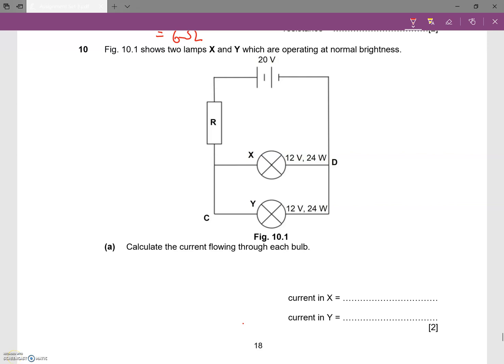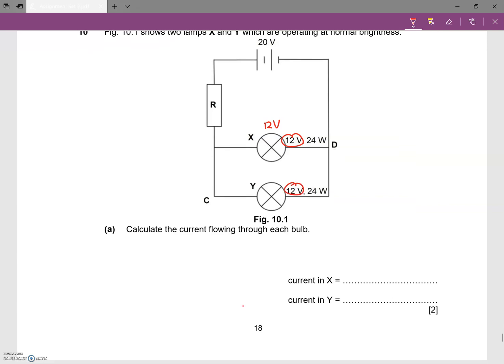Okay, now let's go on to question 10. Figure 10.1 shows two lamps X and Y operating at normal brightness. So if they're operating at normal brightness, that means that most probably they will be operating at 12 volts. Otherwise they're not operating at normal brightness. They ask you to calculate the current flowing through each bulb.